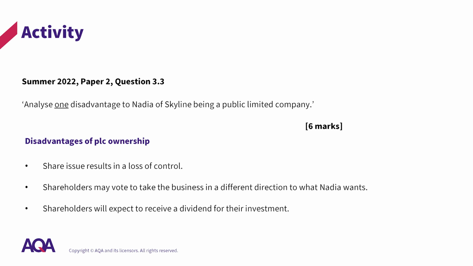Now it's your turn. Look at the question and think about how you could write a section for this item, which would provide information about Skyline that students could use to answer this specific question on the topic of the disadvantages of PLC ownership. Remember that writers usually provide 2 or 3 options to give students some choice for their analysis. You should pause the video at this point to have a go at the task.